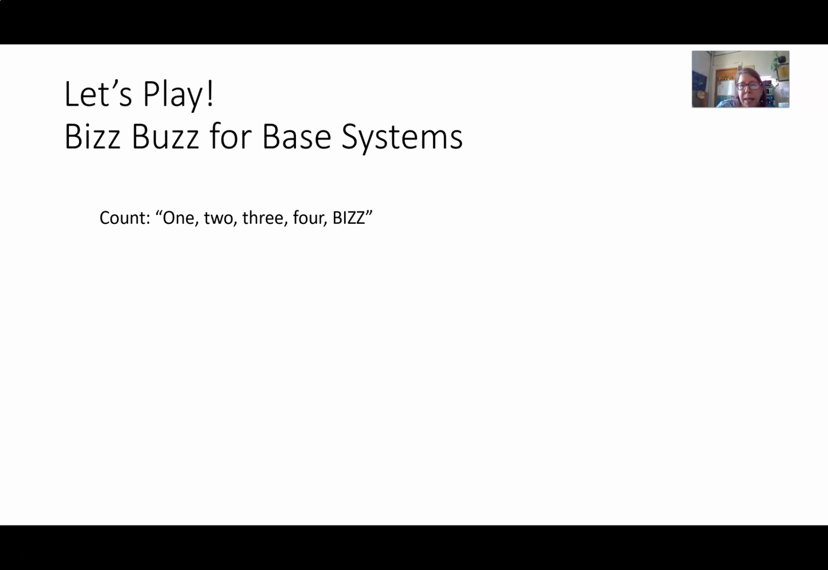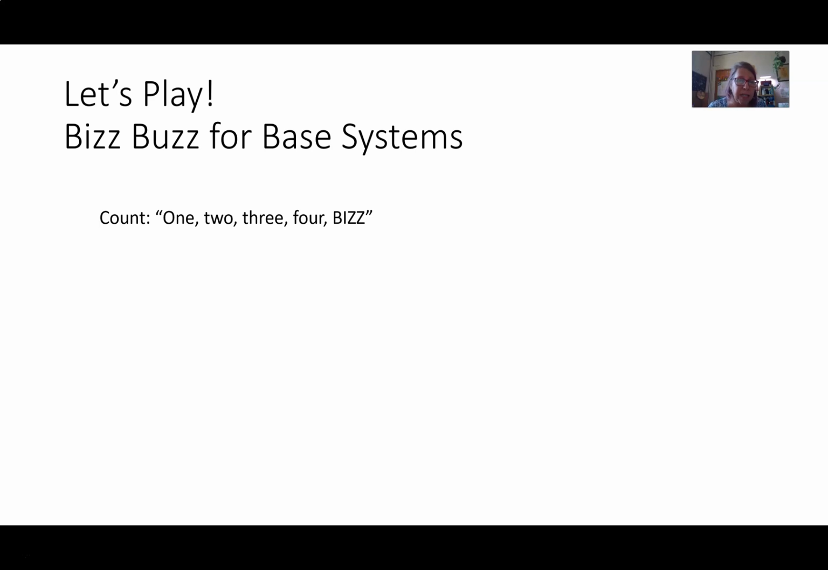This is Biz Buzz for base systems, which I play with my math for elementary ed or liberal arts students. I tell them we make a circle, and I say we're going to count. Person one says one, next person says two, next person says three, four, and then biz. You can't say five. And then we start again: one, two, three, four, and then biz. You can't say five. And you're going to continue in that way, but the person who is about to say five bizzes is not allowed to say five bizzes. They must say buzz.